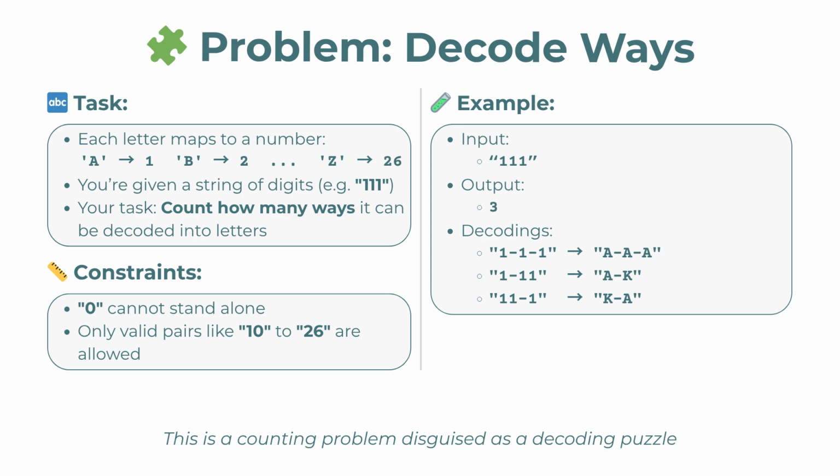The digit 0 can't stand on its own, and only combinations from 10 to 26 are valid pairs. For example, the input 111 has 3 valid decodings: AAA, AK, and KA. So this is really a counting problem, disguised as a decoding puzzle.